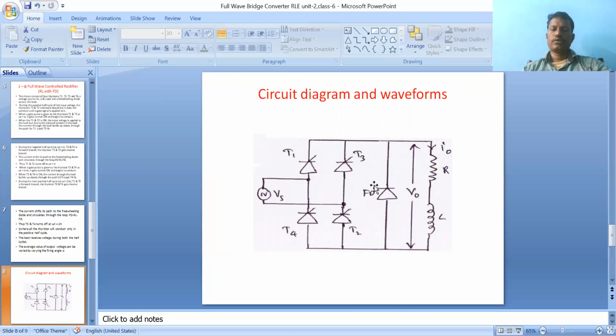This diode is also called a freewheeling diode. And we know the advantages of the freewheeling diode. It improves the power factor and it improves the current. Output current is continuous, so there is no discontinuous current due to the presence of the freewheeling diode. Okay, so these are the advantages. We consider the freewheeling diode is connected across the load. Then the waveforms.